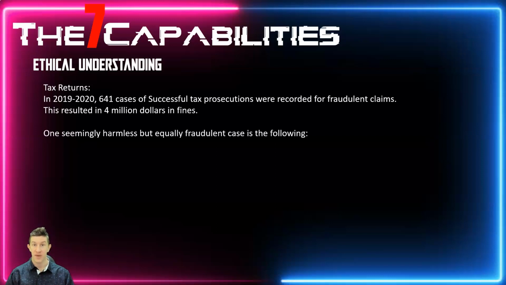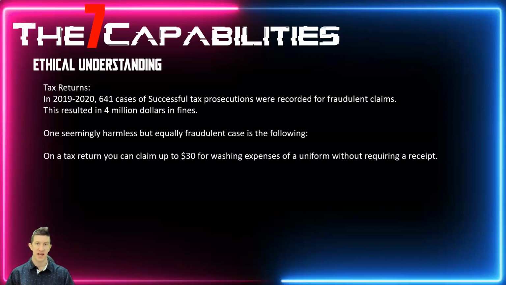One seemingly harmless but equally fraudulent case is the following. When you submit a tax return, you can claim up to $30 for a washing expense of a uniform without requiring a receipt. As soon as you go beyond $30, you have to then have either receipts or some sort of a logbook or evidence to demonstrate that expense. But you can claim $30 basically for free for washing your uniform. And this is basically to cover things like washing powder and stuff like that.